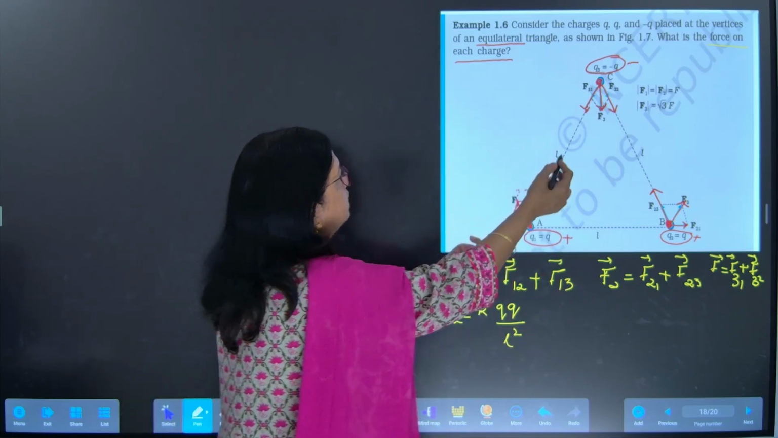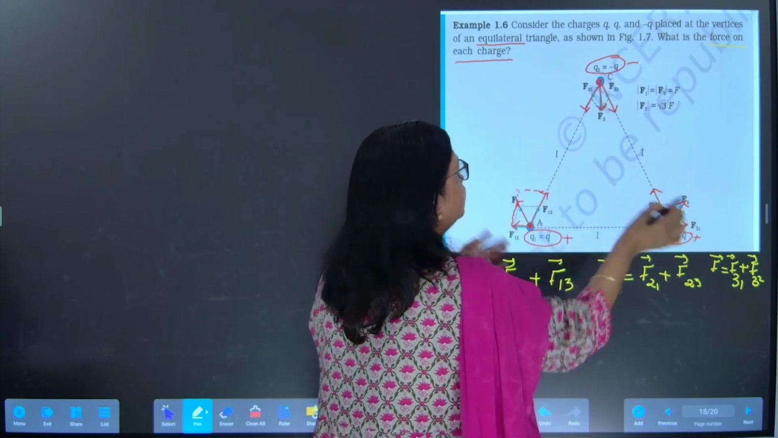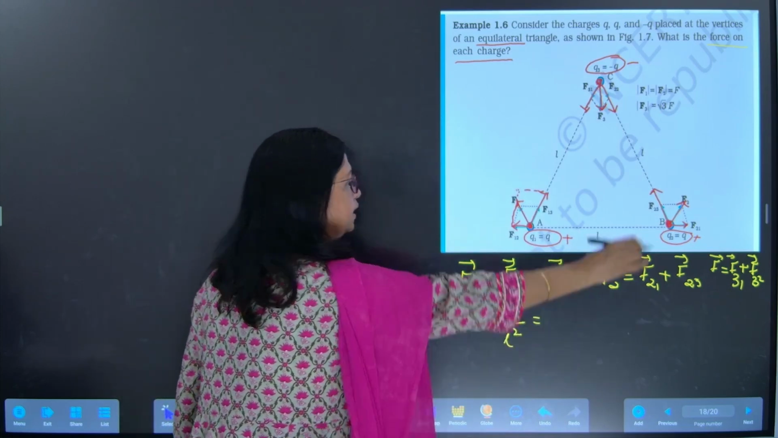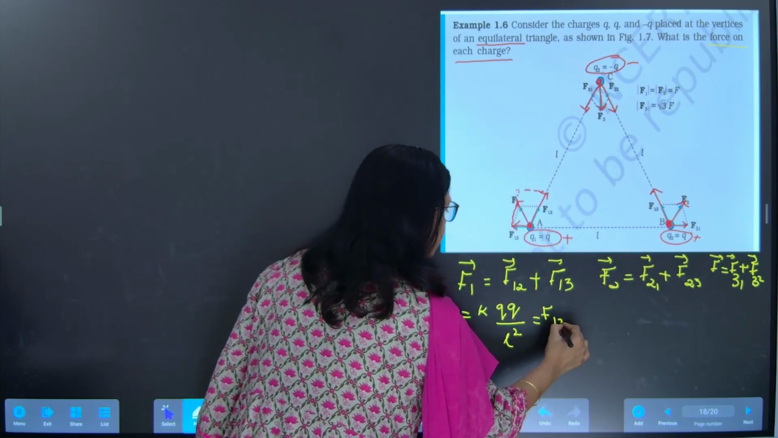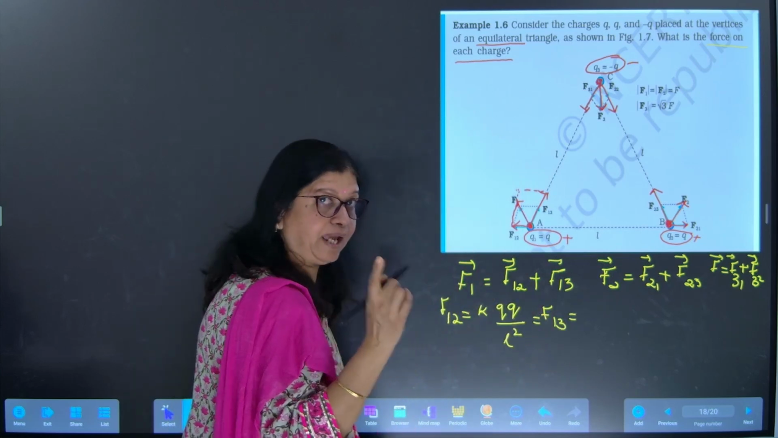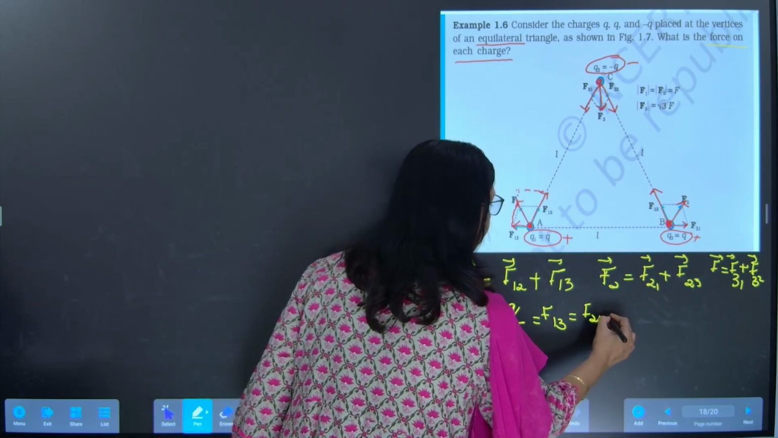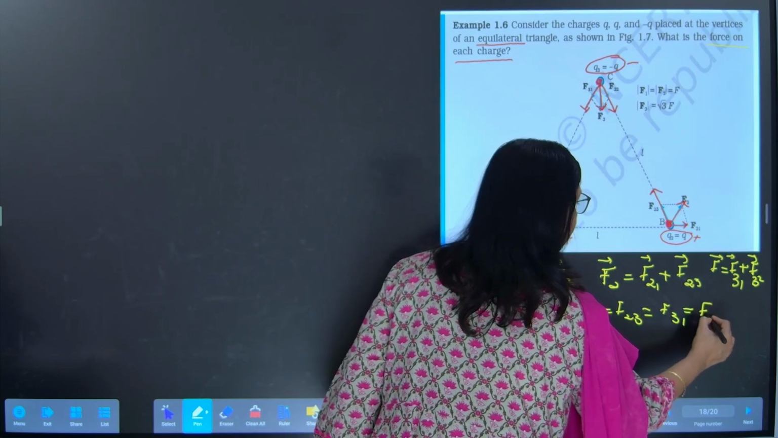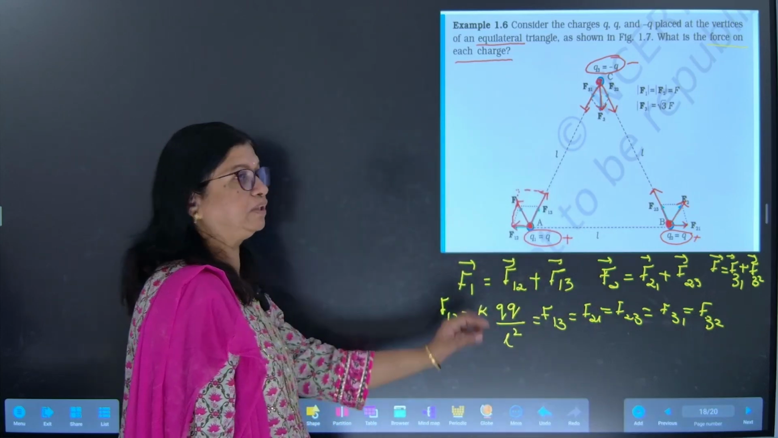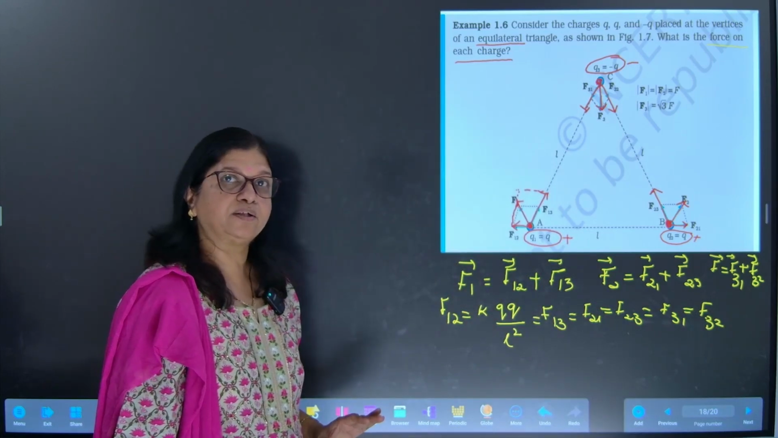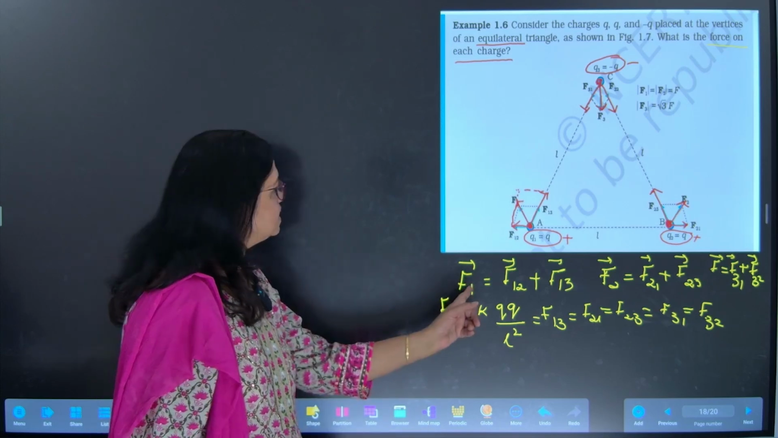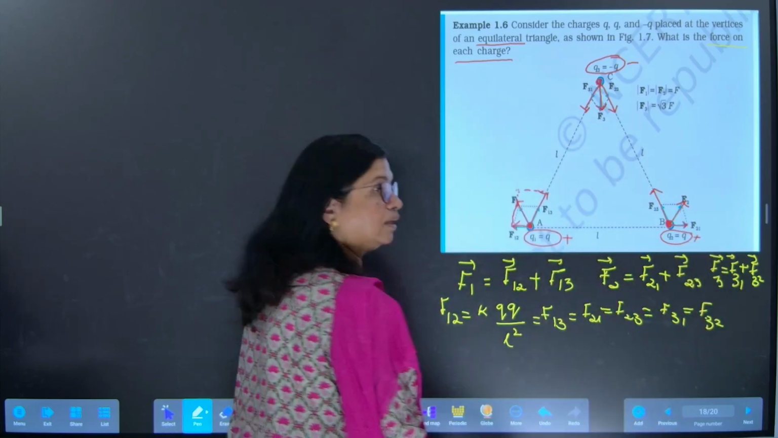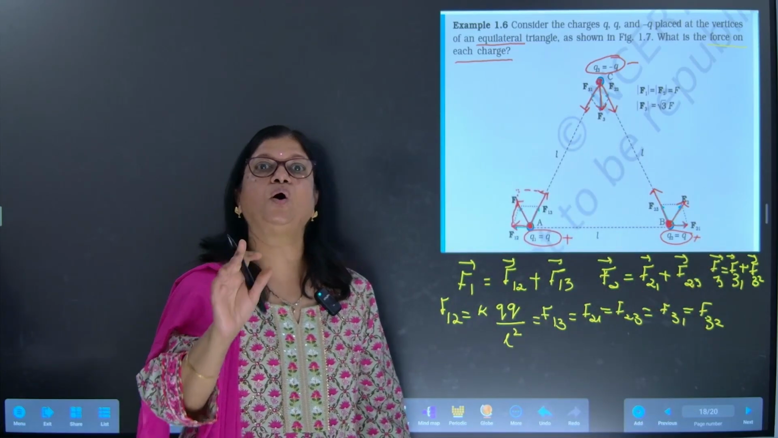As can be seen, all the charges have the same magnitude Q, Q, Q. Distance is also the same, L, L and L. So the magnitude of all these forces will be the same. I am only writing magnitude, that's why I am not writing the vector F. F13 is equal to F21 is equal to F23 is equal to F31 is equal to F32. So here I am ready with the directions, and here with their magnitude. So I am ready to find the resultant forces F1, F2, F3 using the parallelogram law of adding the vectors.